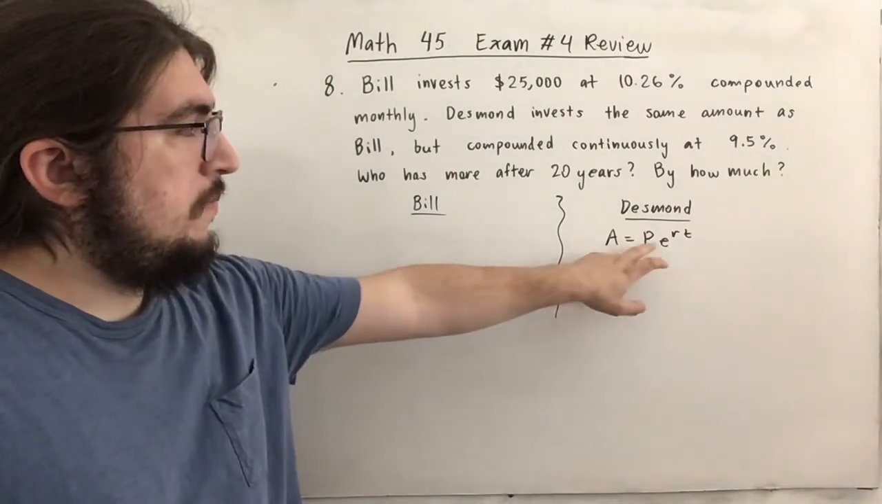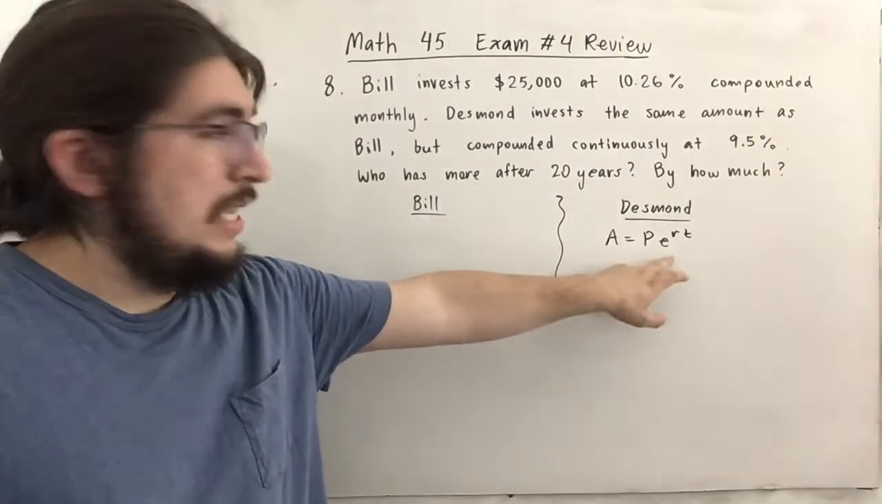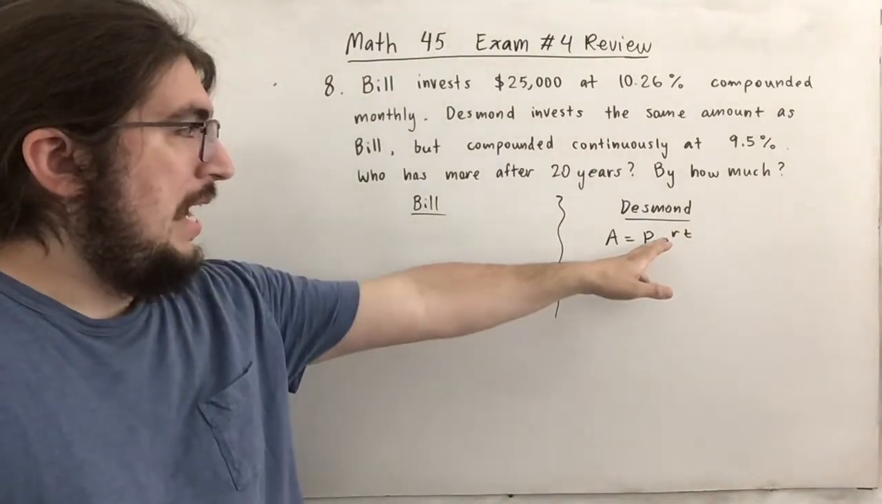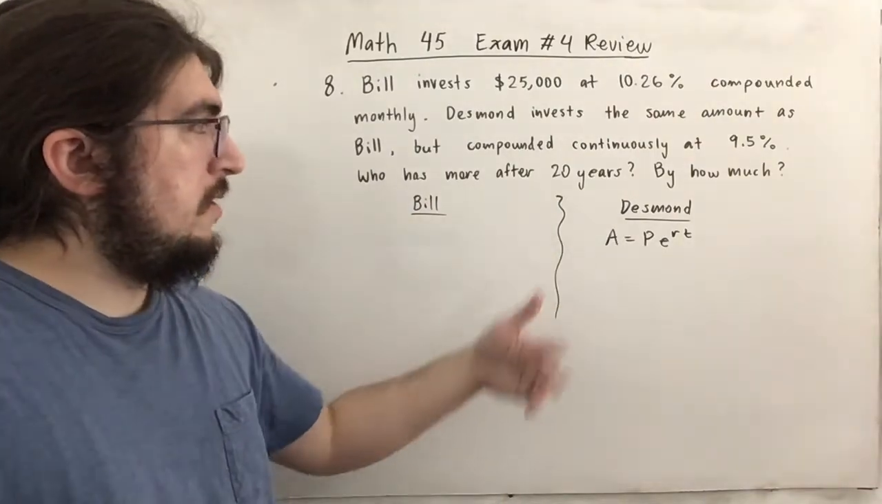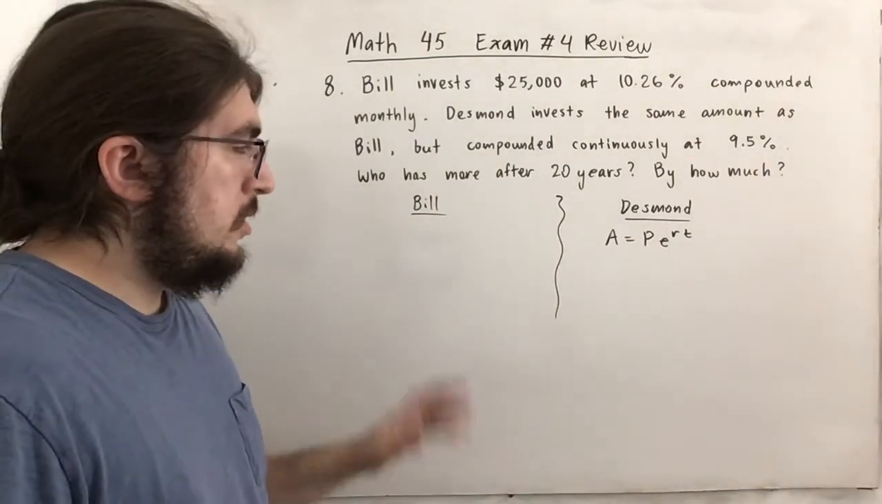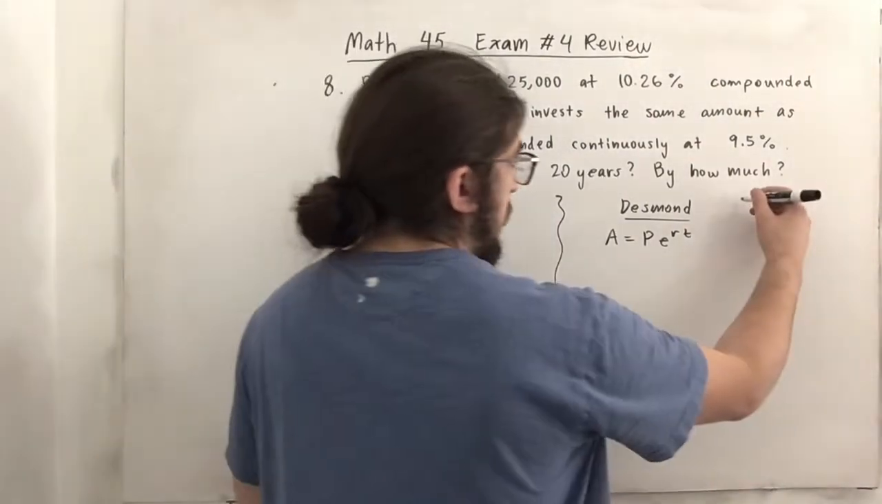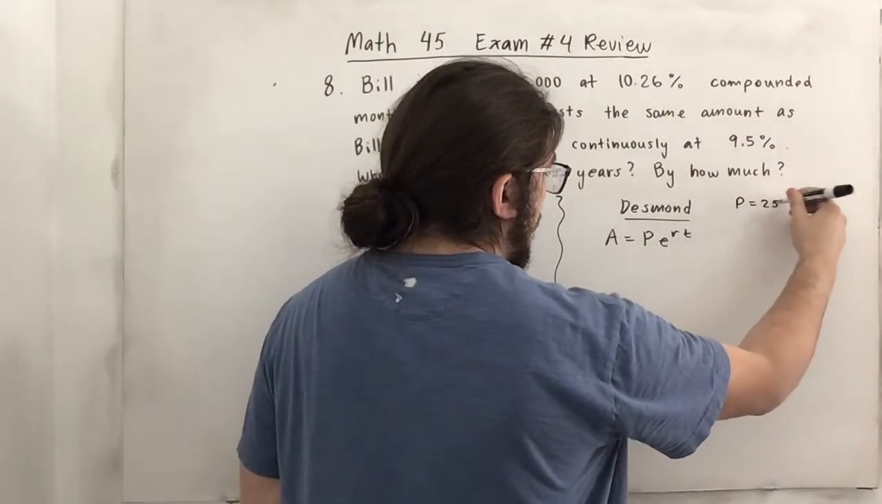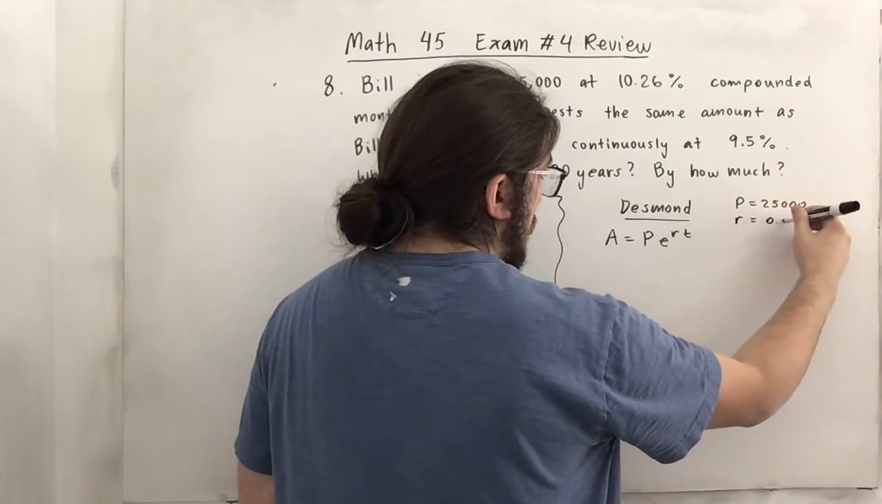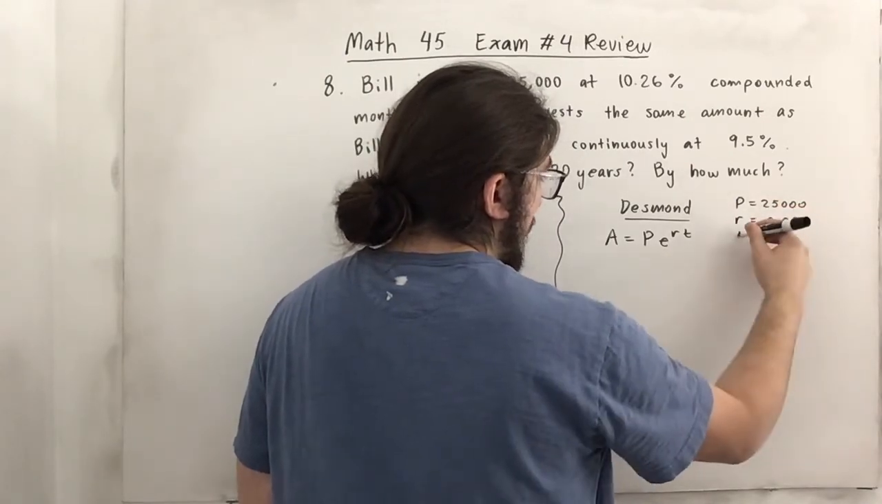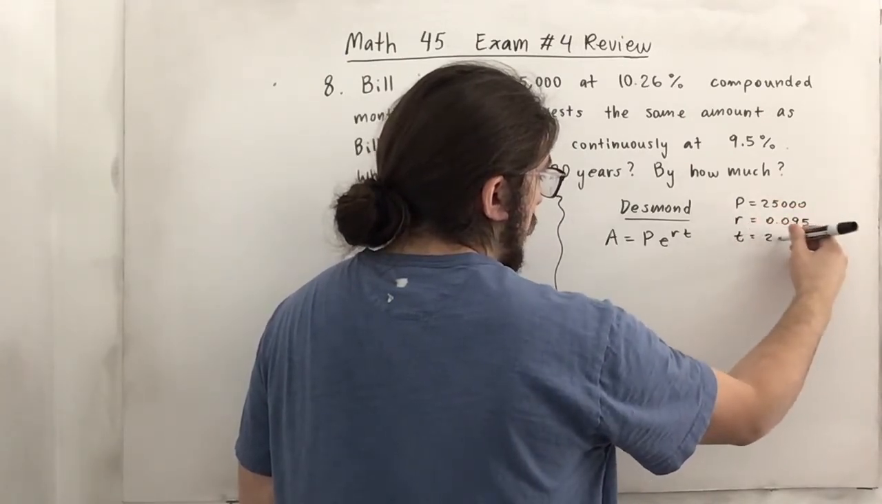A is the amount after, P is the principal, the starting amount, E is the number we know and love, and R is the rate, but in decimal. And then T is the amount of years that pass, which is 20. So we know all of these things. Let me write them down. P is the initial amount of 25,000. R is our rate in decimal, which is 0.095. And T is the amount of years that pass, which is 20 years.